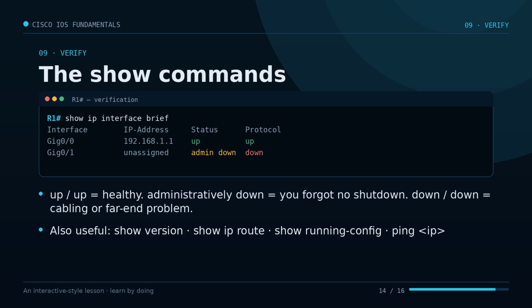A few others you'll use all the time. Show version for the IOS and model. Show ip route for the routing table. Show running-config to see your live settings. And ping to test whether you can actually reach another device.